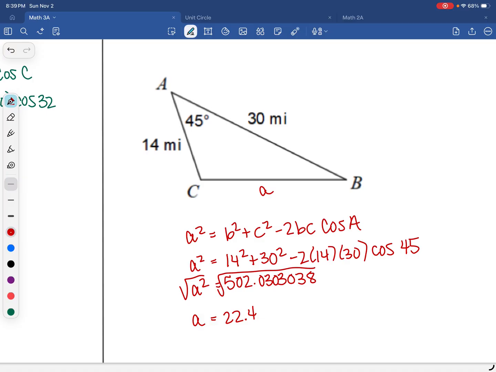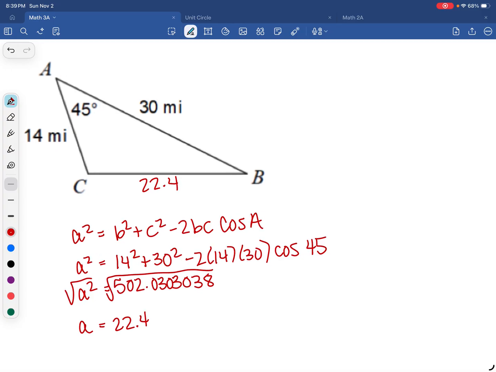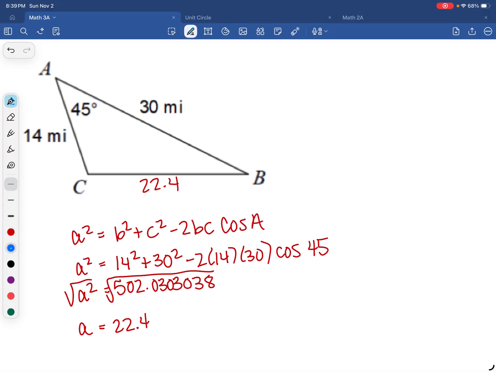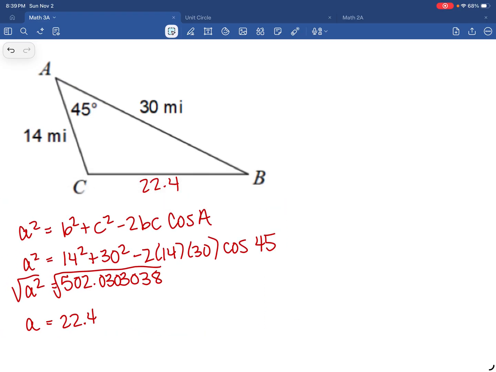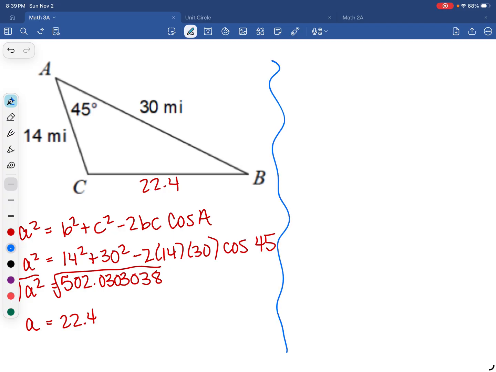Okay, so now that we've got side A is 22.4, now we need to shift just a little bit, and I'm going to kind of move everything over, and we need to find angle B. So this is going to be a little bit rougher than what we were doing. Okay, finding angles are not difficult, but they're definitely more involved because we were not just plugging everything into one side and using the calculator. We have to kind of solve. We have to move things over to the other side.